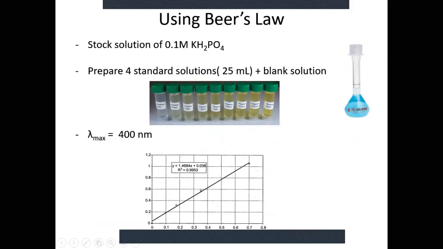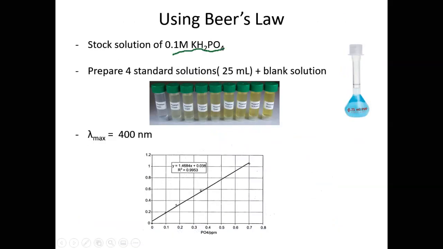So again, you would use Beer's law. The stock solution we would use in this case is potassium dihydrogen phosphate, 0.1 molar solution. You would prepare a series of standard solutions using a 25 ml volumetric flask. The lambda max for vanado molybdo phosphoric acid is 400 nanometers. And then from the standard solutions, you would create a Beer's law plot, which is absorbance versus concentration. Usually concentration is in molarity, but it could be in millimolar or micromolar as well. You would do a linear regression and you would get a chart.